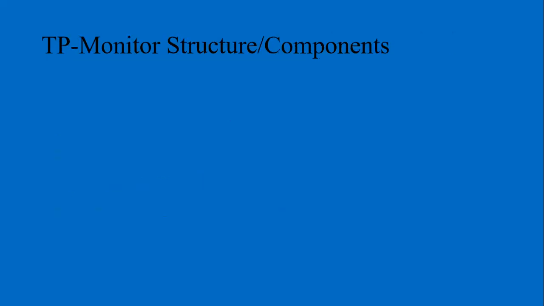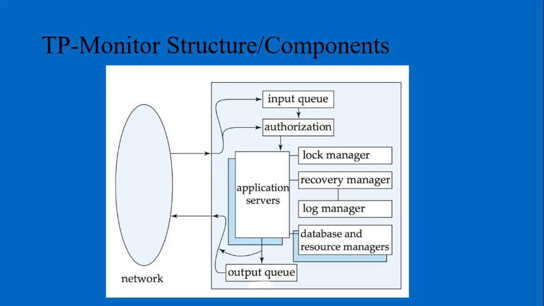Let us proceed further with our next topic, that is TP monitor structure or components. In this picture, you can see that the client interacts with the application server through the network by sending the request for accessing the database. The application server then processes the request of the client using various components and sends the response back to the client over the network. Let us now understand all these components in detail.